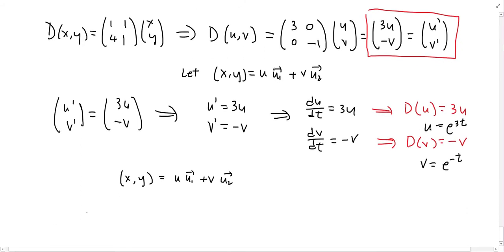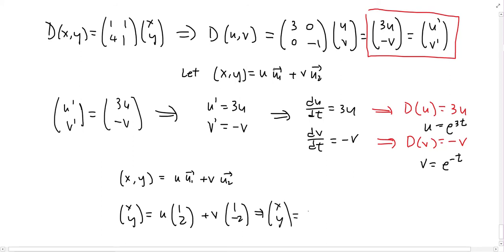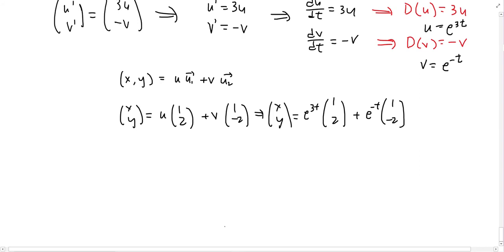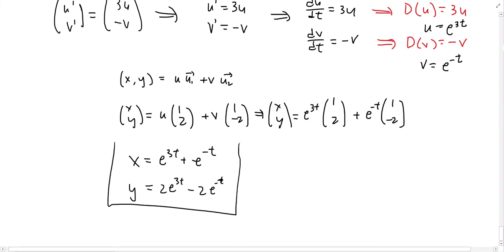And therefore, I can now define x and y. I'm going to write them vertically to define my two separate functions x and y. They equal u times (1, 2) plus v times (1, negative 2). Meaning that (x, y) would equal e to the 3t times (1, 2) plus e to the negative t times (1, negative 2). Now I can say x is equal to 1 times e to the 3t plus 1 times e to the negative t. y would equal 2e to the 3t minus 2e to the negative t. That is my solution.